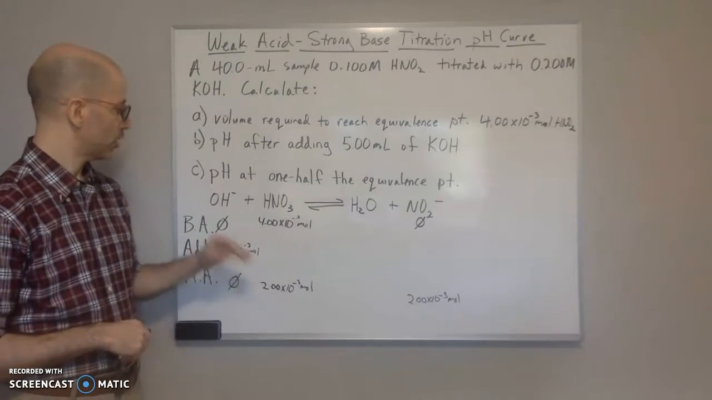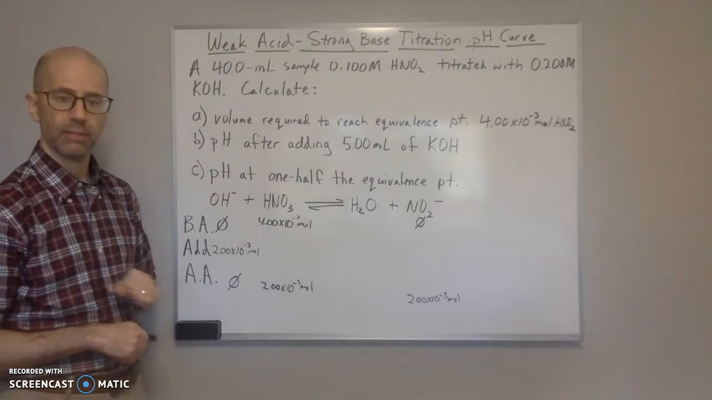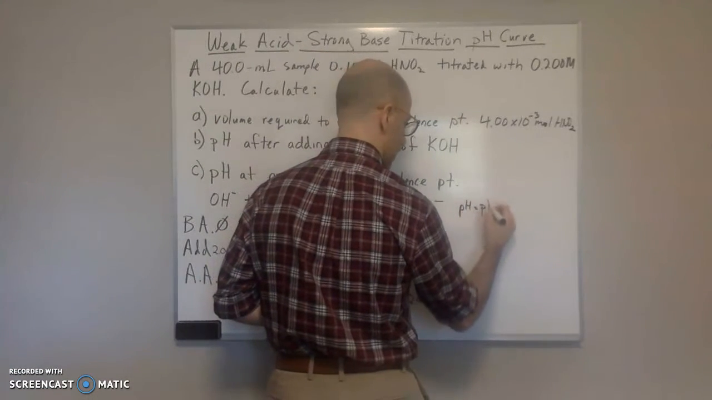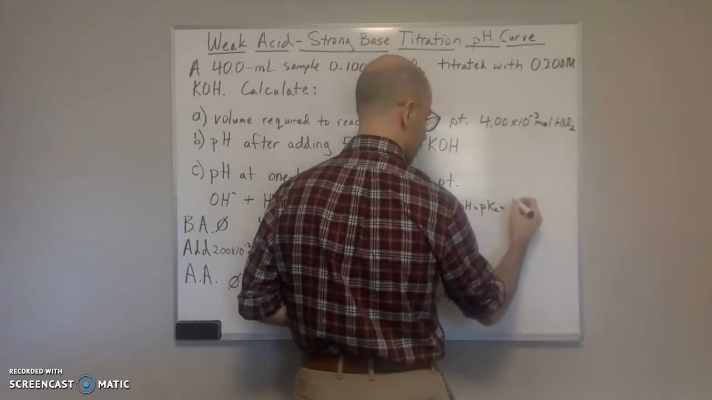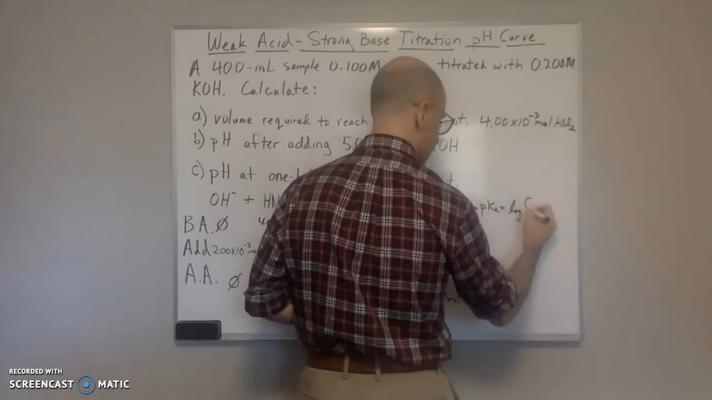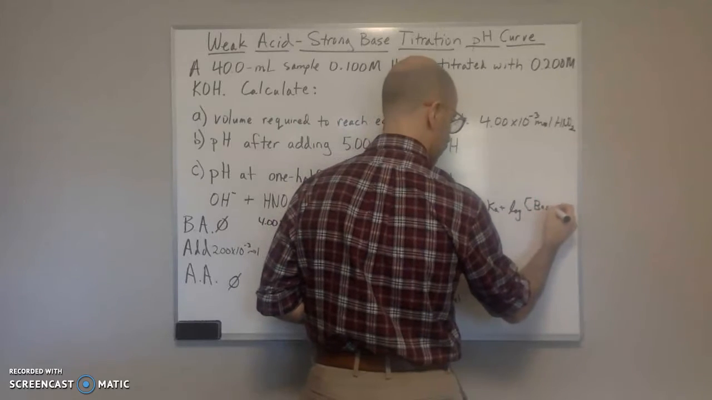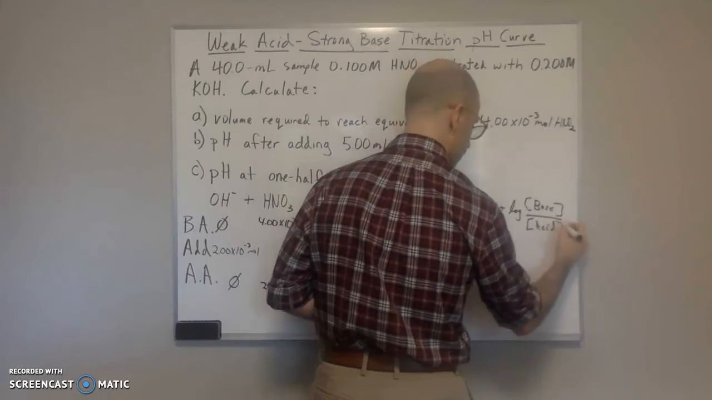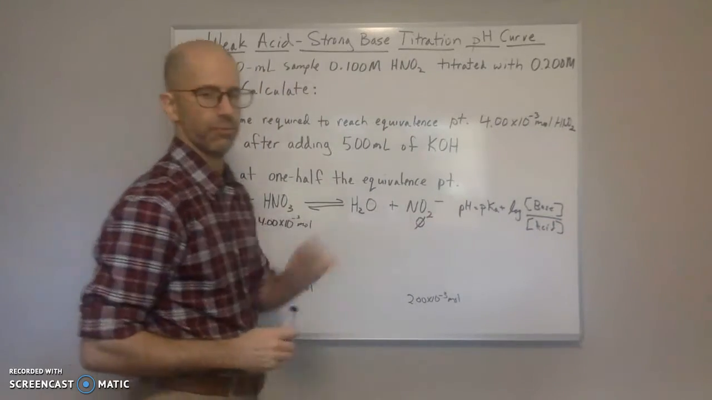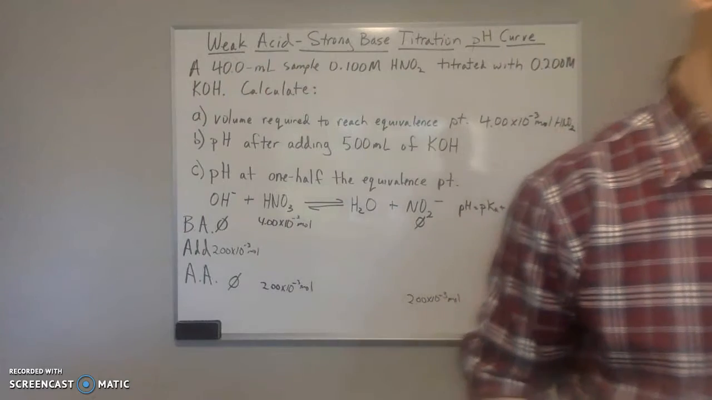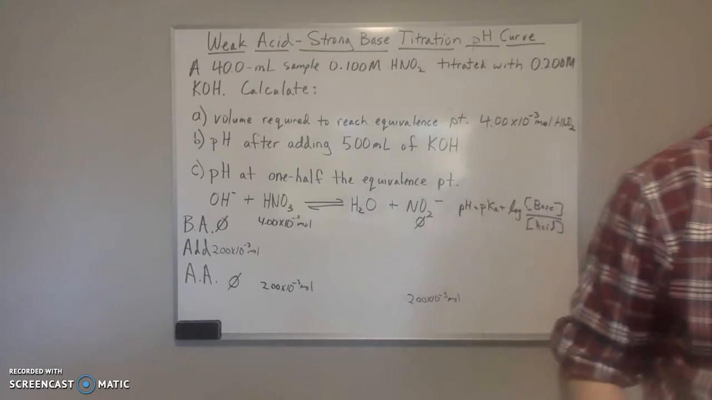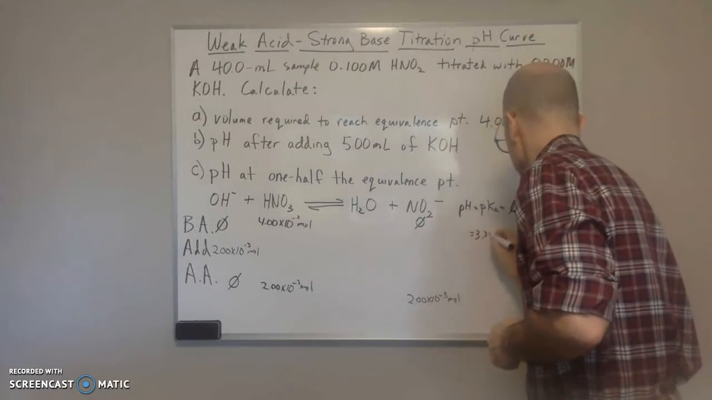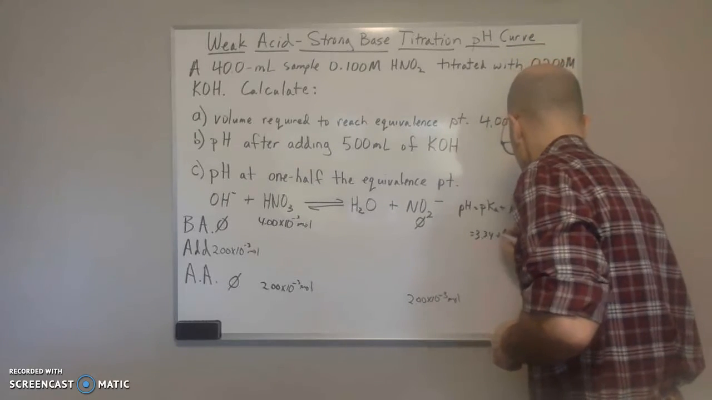Now we can use the Henderson-Hasselbalch equation to find the pH. Again, Henderson-Hasselbalch is: the pH is equal to the pKa plus the log of the concentration of the base over the concentration of the acid. We need to figure out what the pKa is again. The pKa again is 3.34. So this is equal to 3.34 plus the log.